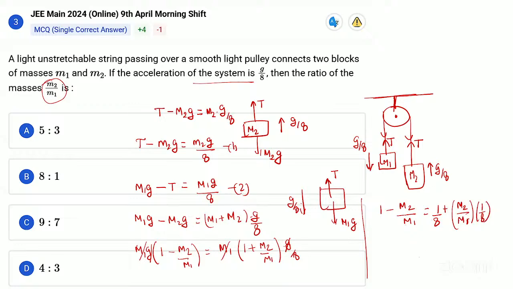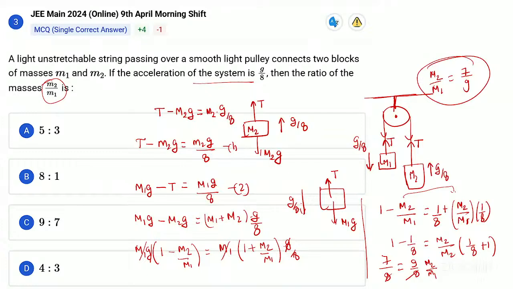अब देखो क्या करेंगे, m2 by m1 को इस तरफ लिया, 1 by 8 को इस तरफ. 1 minus 1 by 8 is equals to m2/m1 we can take common, 1/8 + 1. तो ये क्या हुआ देख, 8 - 1 विच इज 7/8, और इधर हुआ 9/8, m2/m1. तो 8 and 8 will cancel out, तो m2/m1 is coming out as 7/9। ठीक है, क्लियर है? कुछ गड़बड़ की क्या भाई?